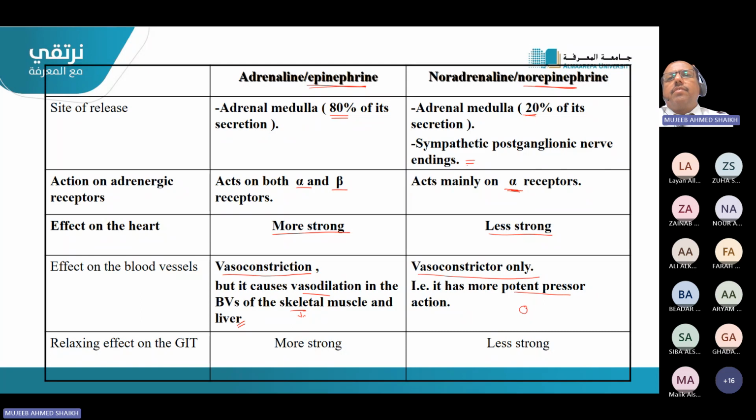This is the normal size of the vessel. When norepinephrine works, it will lead to very small, constriction. On the GIT, adrenaline will cause a stronger action. Noradrenaline is not so strong, or less strong.